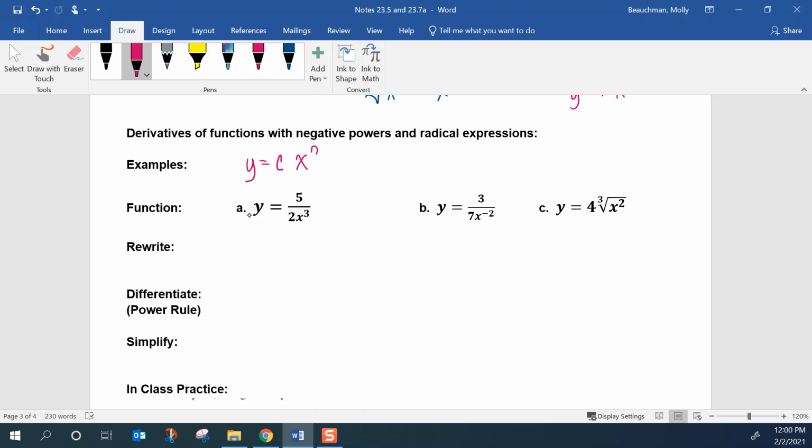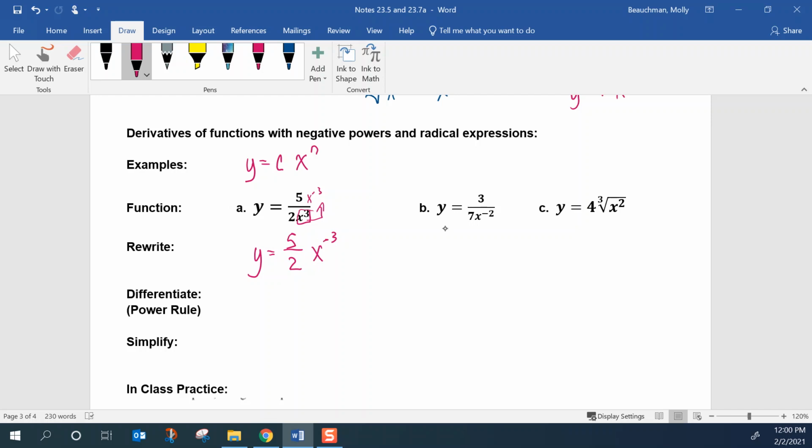So the first function, we have y is equal to 5 over 2x cubed. The 5 and the 2 stay where they are. To get x cubed written in this format, we would take it to the numerator and make it x to the negative 3. So rewriting that becomes y is equal to 5 halves x to the power of negative 3. We're taking the x cubed out of the denominator, basically putting it in the numerator as x to the negative 3, and that allows us to rewrite it as a constant 5 halves times x to a power.